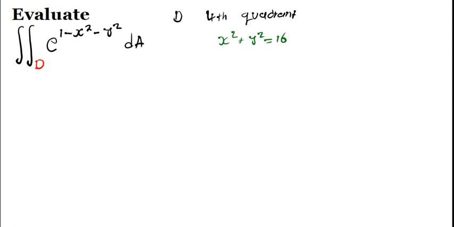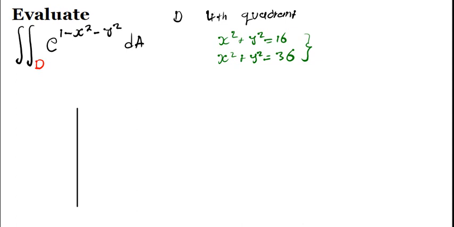as well as x squared plus y squared equals 36. So it's between these two functions and is in the fourth quadrant. What we mean by the fourth quadrant is this.